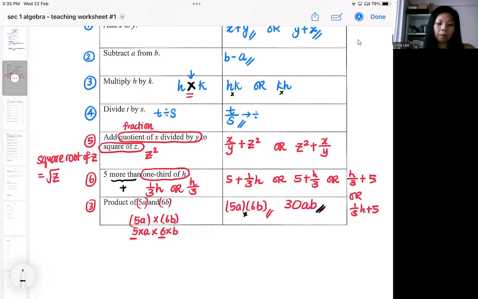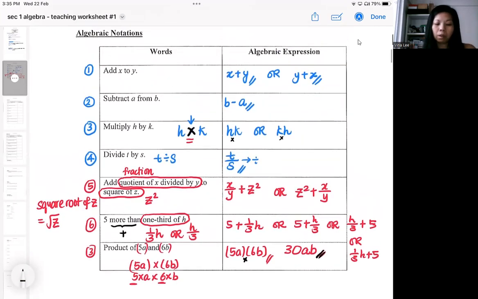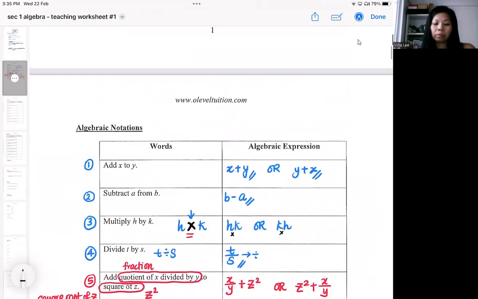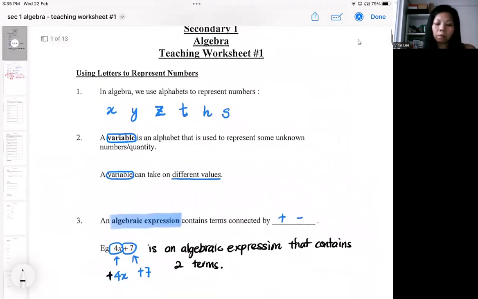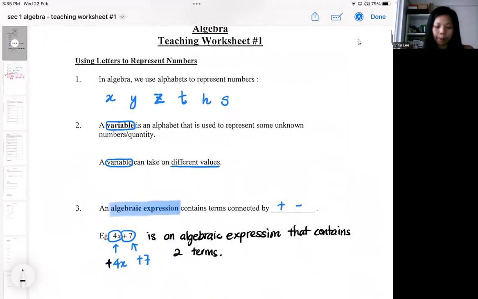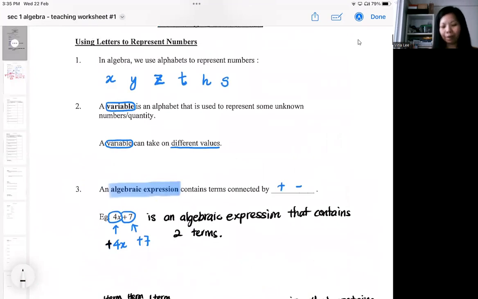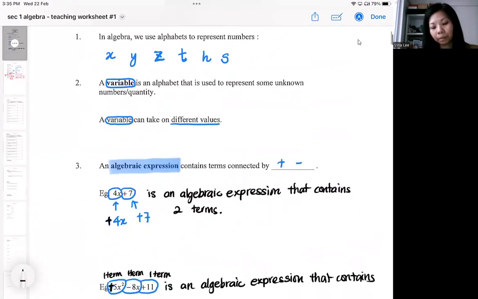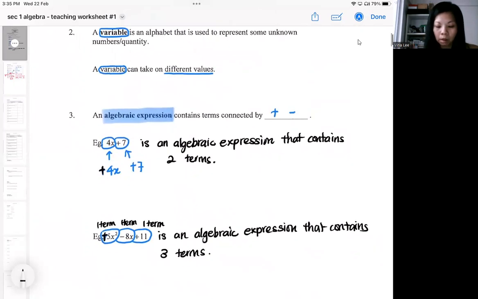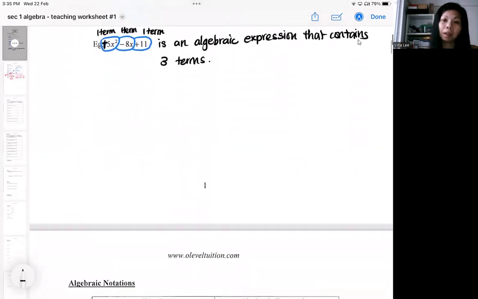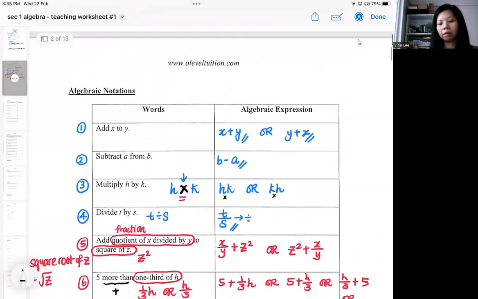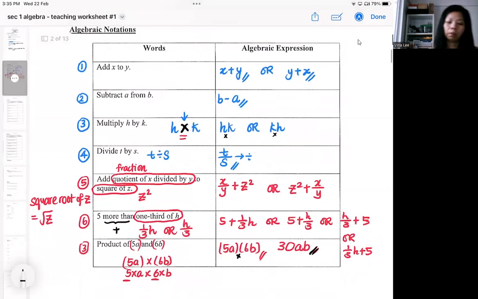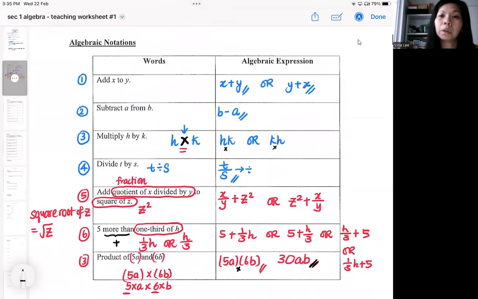Okay, so that will be the basic notation that you actually need to know. And also, how do you write the algebra? What's an algebraic expression? What is called a term? 1 term, 2 terms. How do you count the number of terms? Okay, later on, we'll talk about the different kinds of terms that we will have. Okay, so that will be the basics that you need to know.